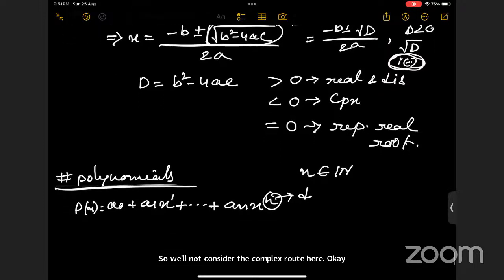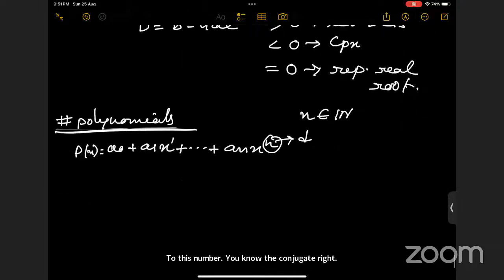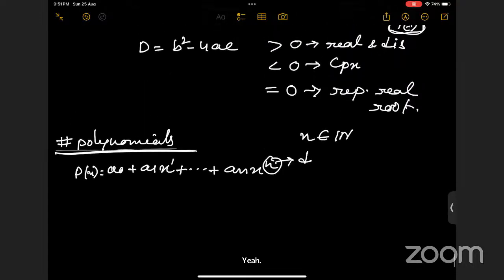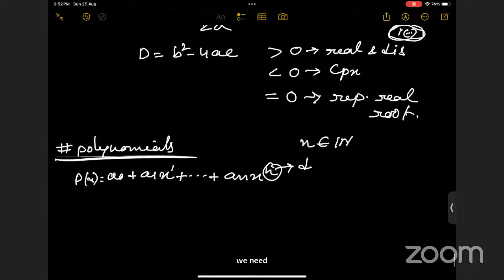So if the discriminant is less than 0, then we will get a complex root. And if there is one complex root, the other root will be the conjugate of this number. You know the conjugate, right? Yes, ma'am. Like the irrational roots are conjugates of each other. Yeah. So we need not be bothered about the complex root because here we are working with the real line only. So here our case is just for discriminant greater than or equal to 0.